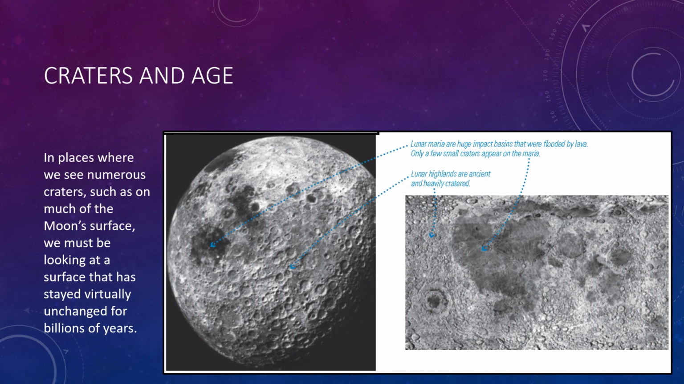In contrast, when we see very few craters as we do on Earth, we must be looking at a younger surface, one in which the scars of ancient impacts have been erased over time by other geological processes, such as volcanic eruptions or erosion.